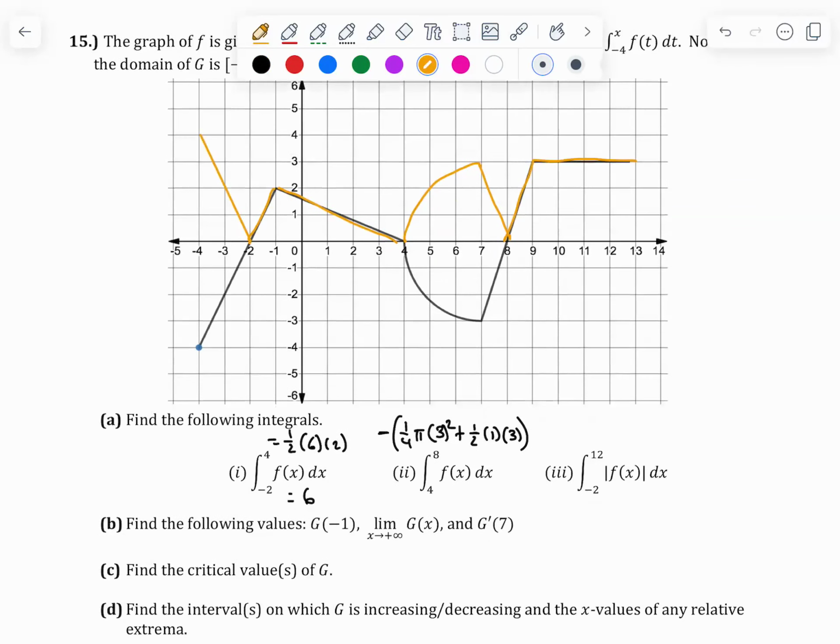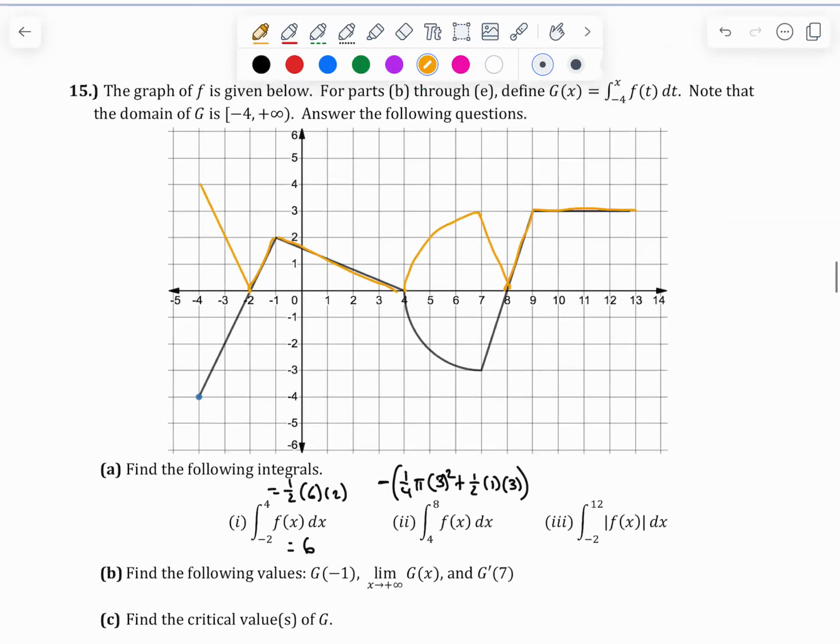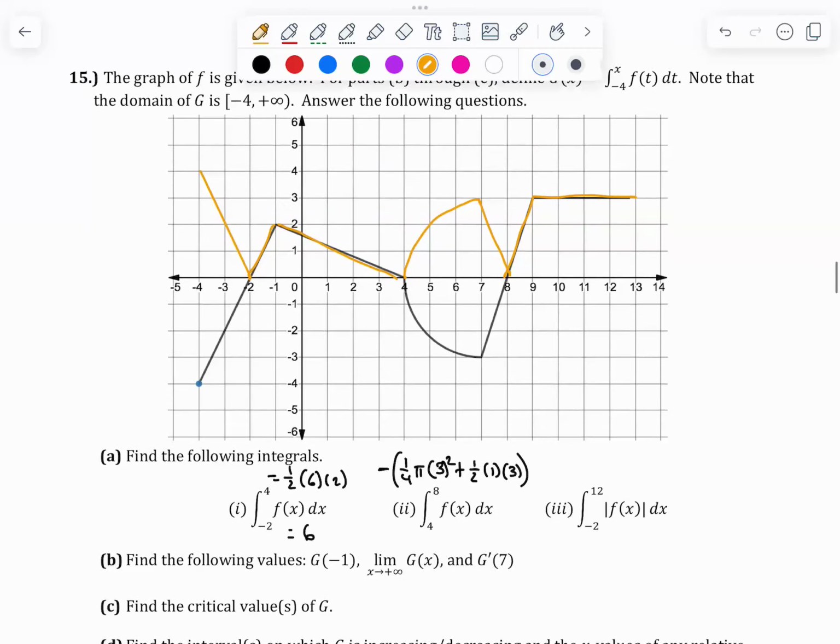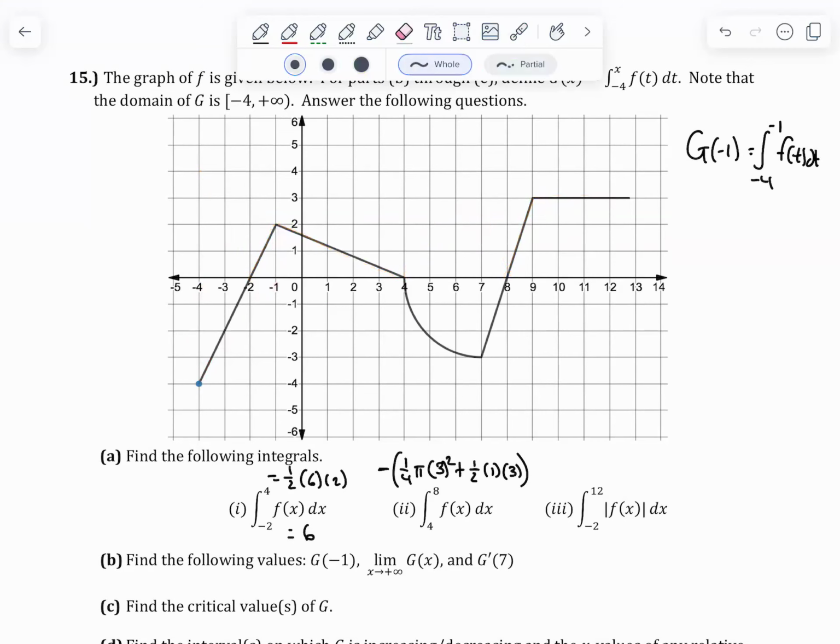Find the following values: g of -1. So it looks intimidating when you first see it, but it's actually very, very approachable. Just what would g of -1 be? G of -1 is equal to the integral from -4 to -1 of f of t dt. That's the integral from -4 to -1. It's this region plus this region. And you're done deal.